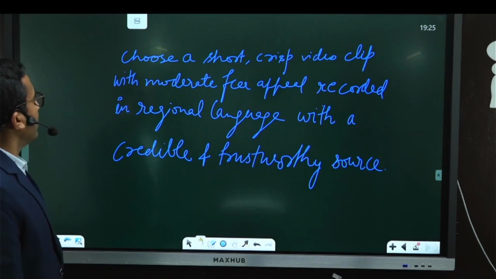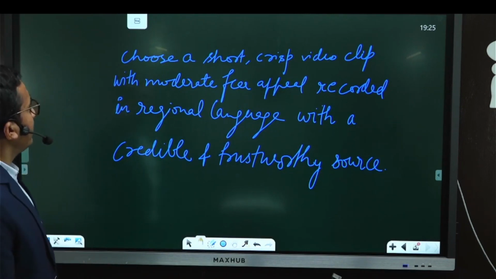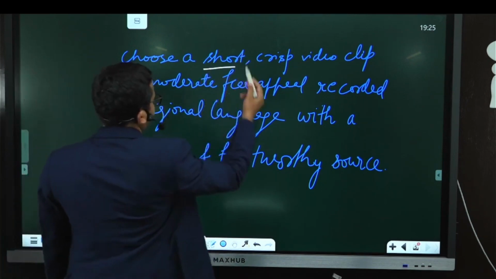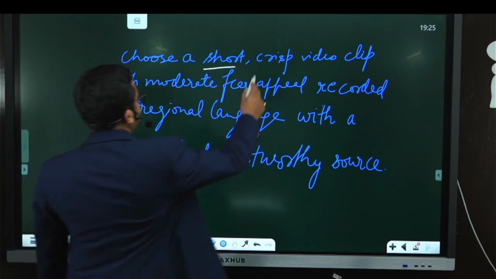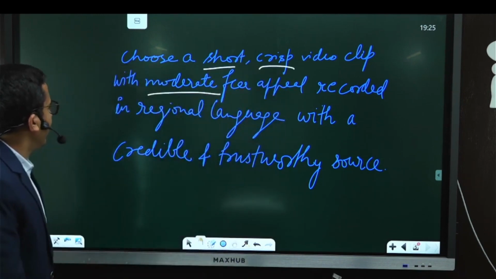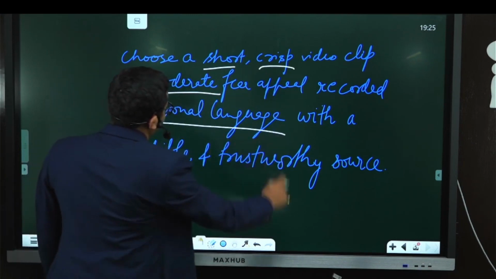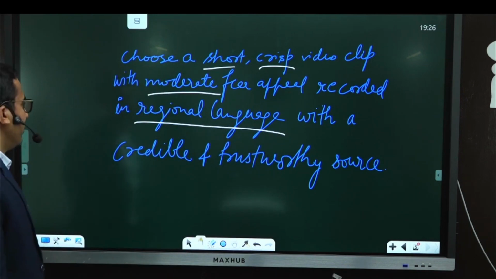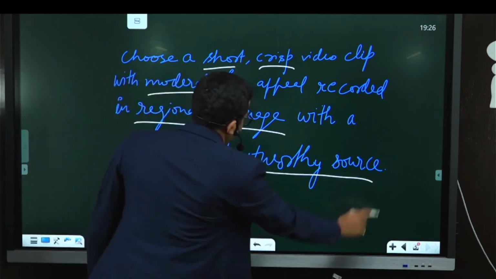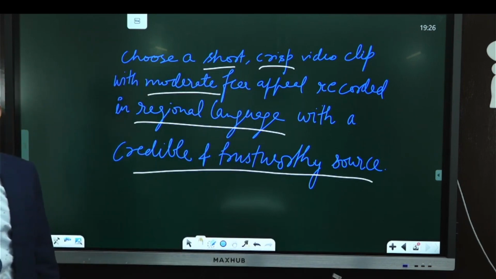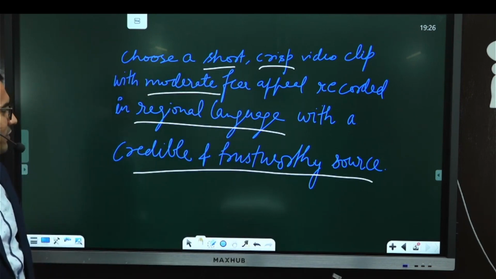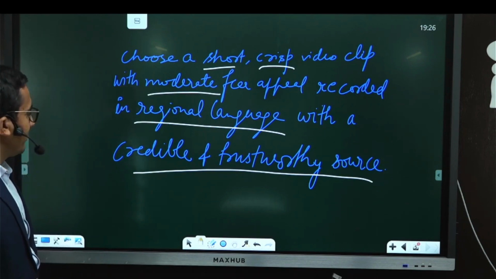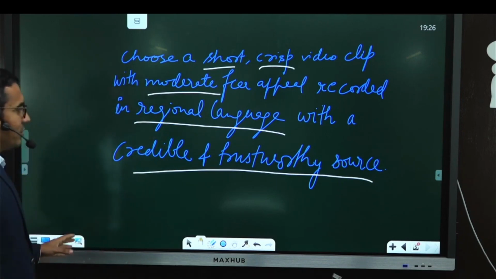And the last aspect is the conclusion. We should draw a conclusion. What we have written, we should make concise. So I simply write down, if we are making a video clip, it should be short and crisp with moderate fear appeal. And it should be in the regional language. You should not deliver your message in English to a Bengali audience. It should be from a credible, trustworthy source, like the controversy of Dr. Fauci versus Donald Trump. We very well know who is the better source of information in this COVID crisis. So this is the answer to that question.